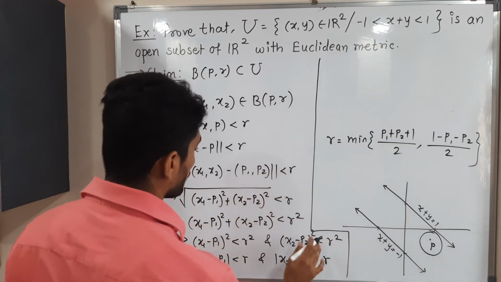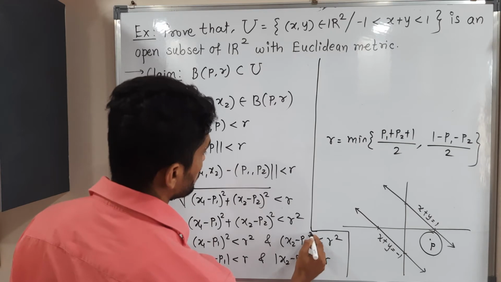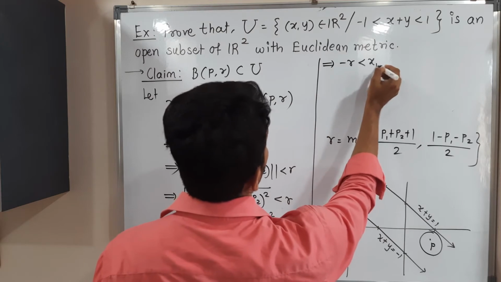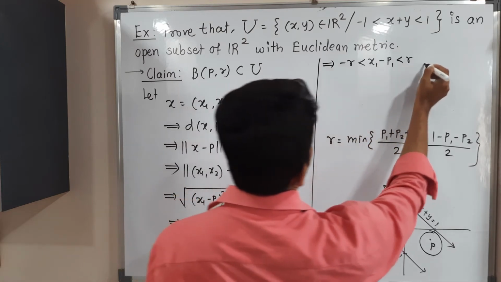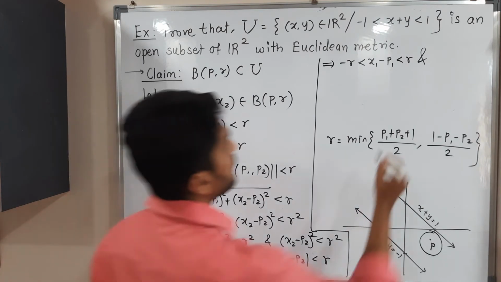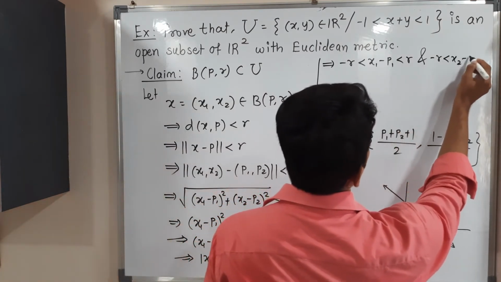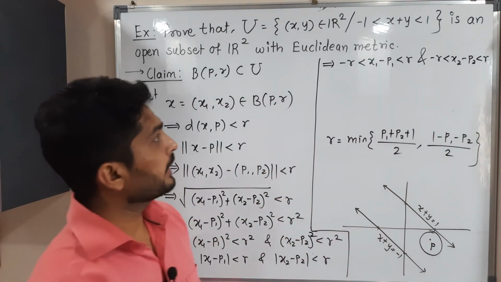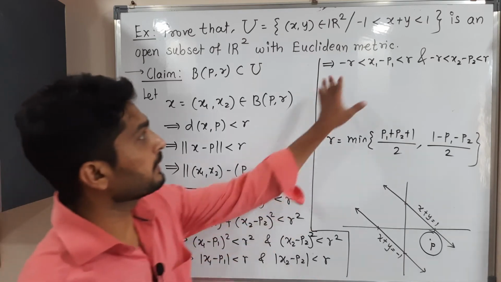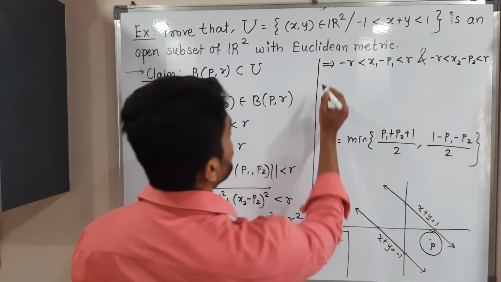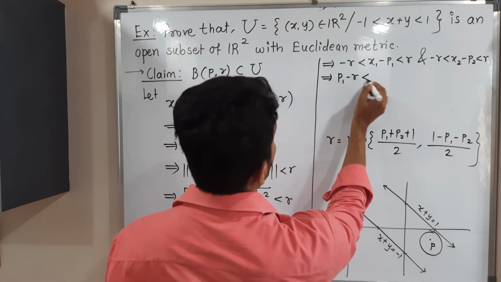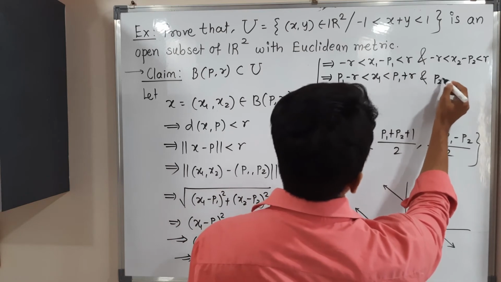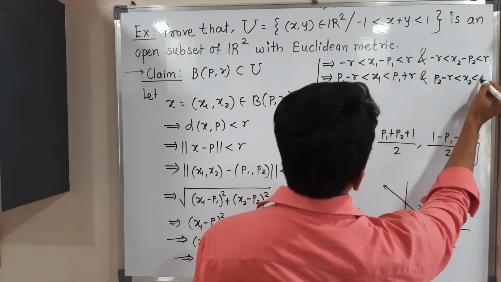What will you get? Sorry, here it is a square. So here we will have minus R less than x1 minus p1 less than R, and here also I can write the same, minus R less than x2 minus p2 less than R. Okay, what will I do? I will add p1 on all sides, and there I will add p2. So therefore p1 minus R less than x1 less than p1 plus R, and p2 minus R less than x2 less than p2 plus R.